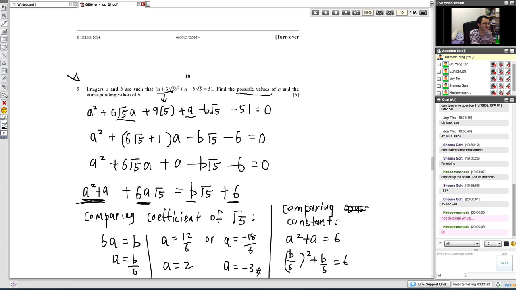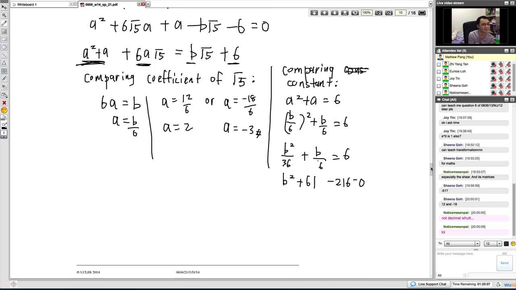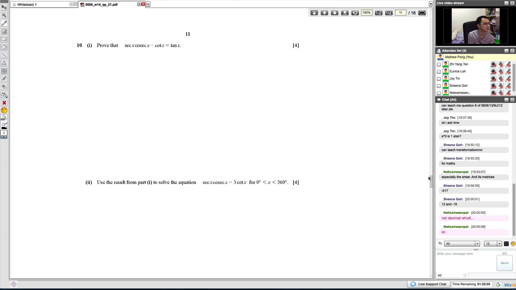I would say this question is slightly hard. If it comes out in the exam, you must be able to think of using the comparing method. Whenever you have two unknowns and only one equation, the only way to solve it is using the comparing method. That's all. Alright, remember this. Then let me move on.